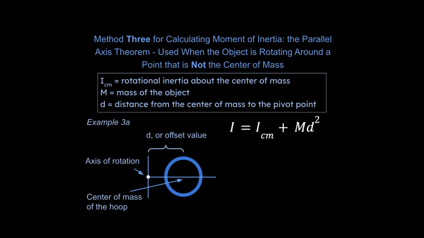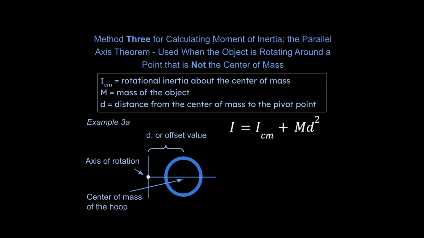Let's talk about our third method for calculating the moment of inertia. This is really important. It's the parallel axis theorem. It's something that you're expected to know how to do. It didn't used to be on the equation sheet, but now it is on the equation sheet for AP Physics C Mechanics, so it is definitely expected that you know how to do something like this. Let's take a look at two examples.